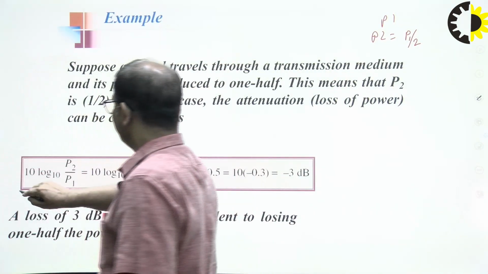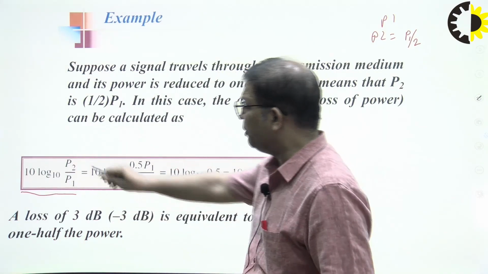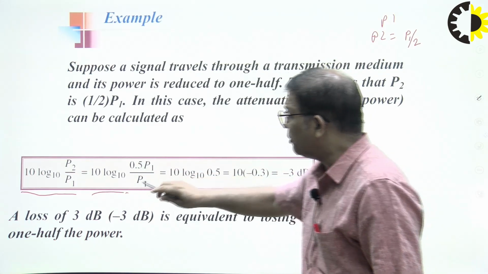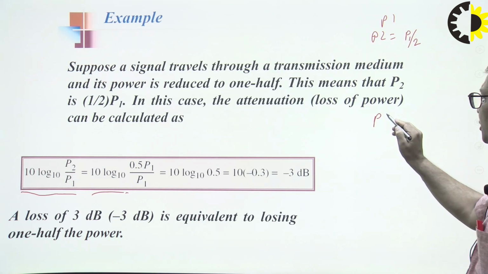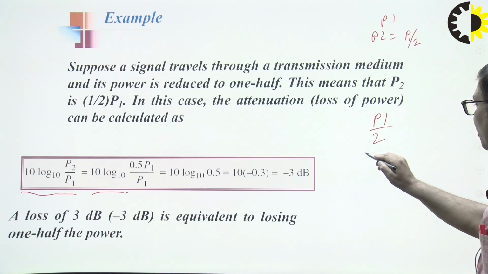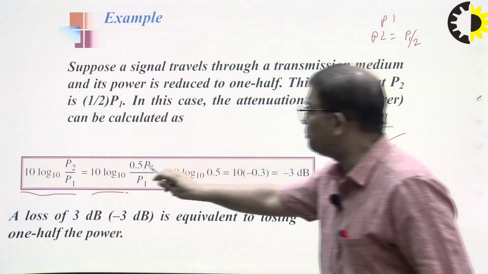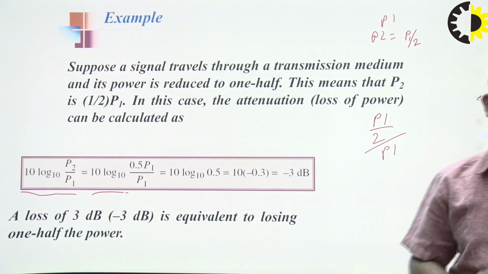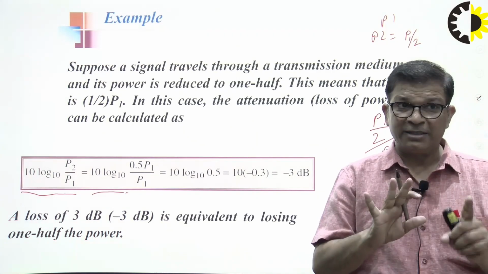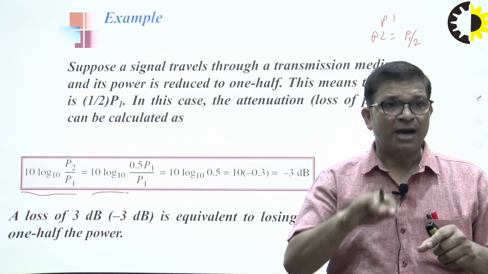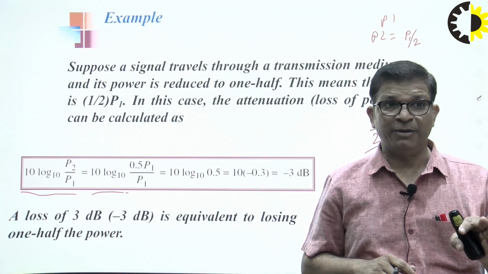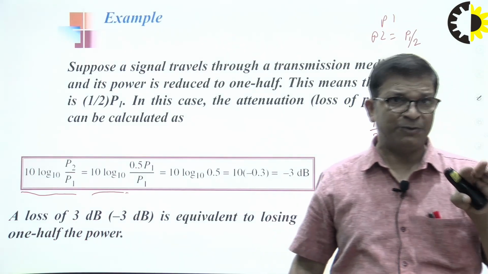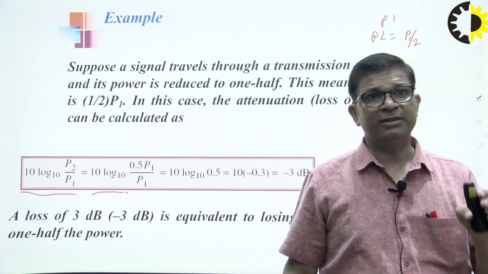This is the formula: 10 log base 10 of P2 upon P1. It means P2 is equal to P1 upon 2, divided by P1, so it means 0.5 P1 upon P1. It means 10 log base 10 of 0.5, or you can say minus 3 decibel. So, understand it. If we lose the signal power by just 50%, we lose 3 decibel of the signal strength.